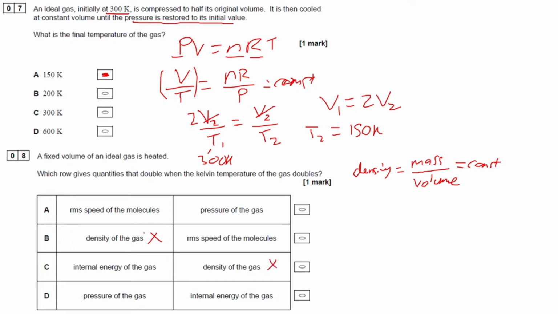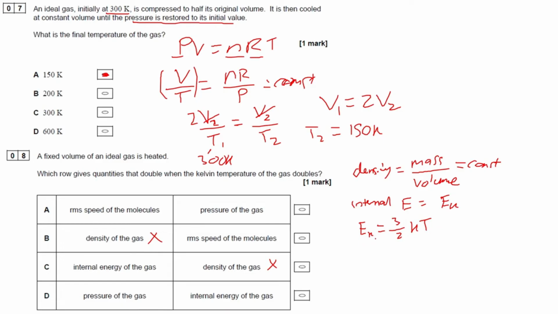So now we're left with looking at pressure, internal energy, and the root mean square speed of the molecules. If you remember, for an ideal gas, the total internal energy is made up of its total kinetic energy of the gas. So looking at the equation for kinetic energy, we see it's equal to 3/2 kT. There is also another equation that links this with volume and pressure. So first of all, in this equation I can see if I double the temperature, it will double the kinetic energy.